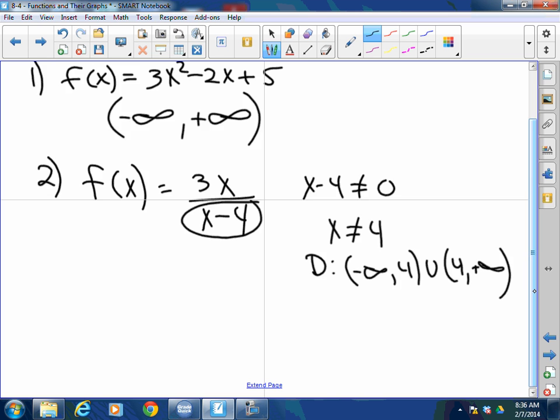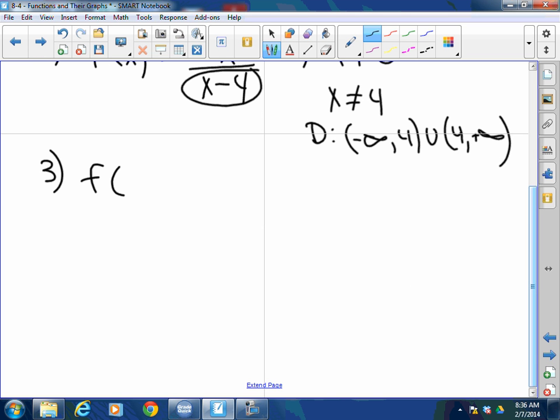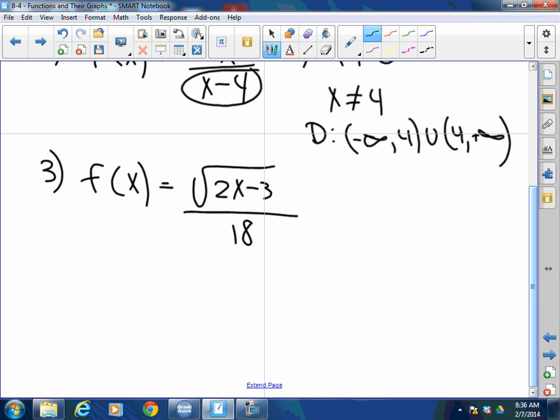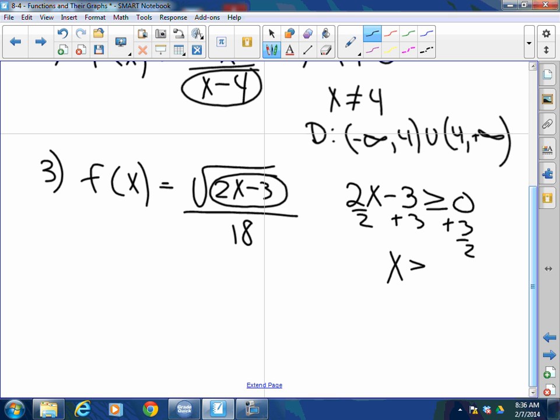Let's look at another one. What if I tell you find the domain of this? Do I have any restrictions? I have a square root in the numerator. When I have a square root in the numerator, I must keep that greater than or equal to 0, because a negative inside of a square root will be imaginary. So I add 3 to both sides, divide by 2. So x is greater than or equal to 3 halves. So that means bracket 3 halves to the right.